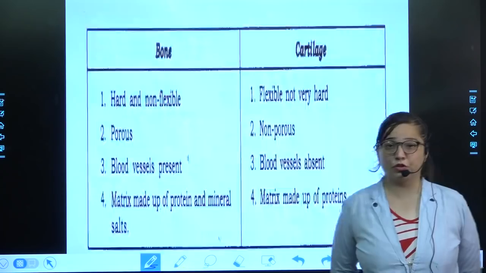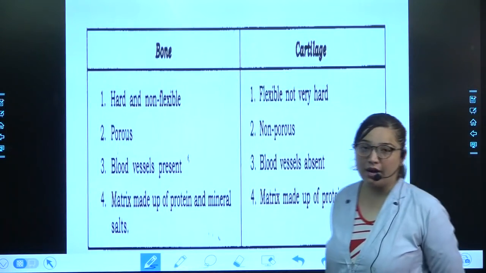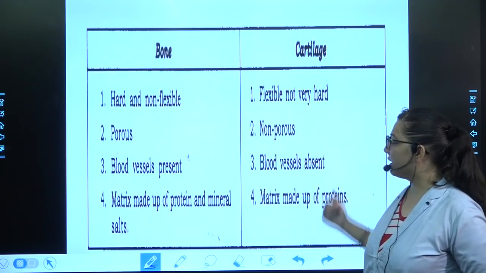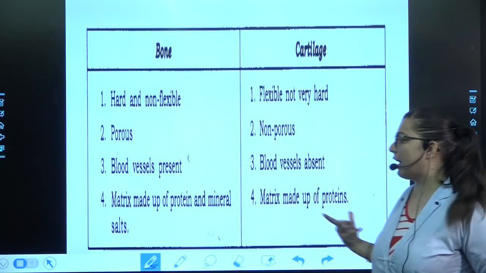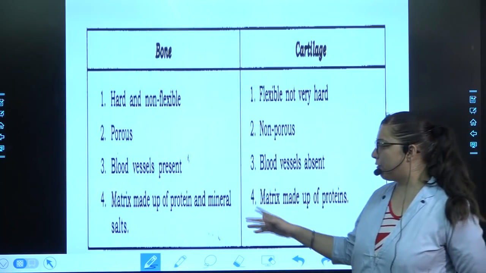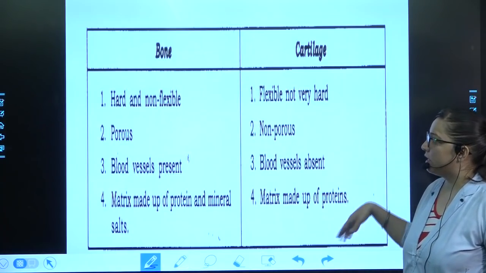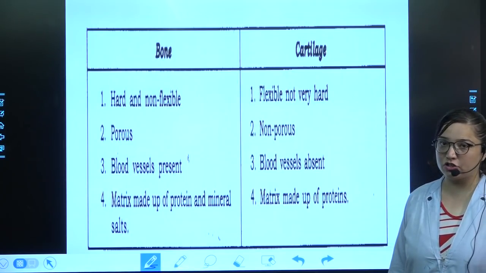Now let's move further. The bone and cartilage, these are hard while non-flexible. Bone is porous, cartilage is non-porous. In bone, the blood vessels are present while here they are absent. What is the matrix made up of? Protein and mineral salts, while here it is only made up of proteins. Okay, so this is the difference between the bone and cartilage.